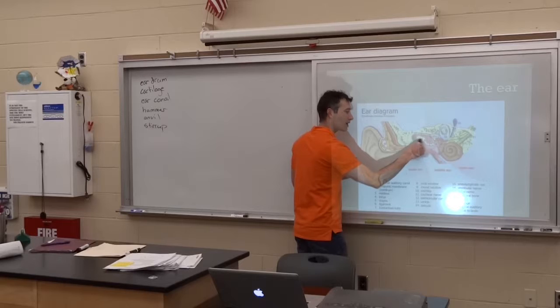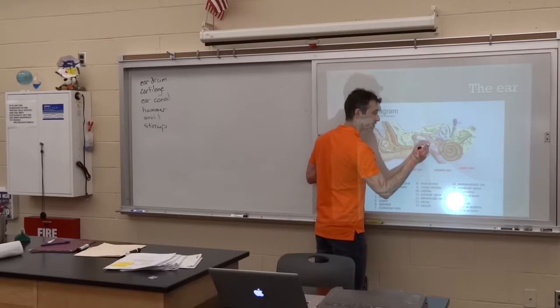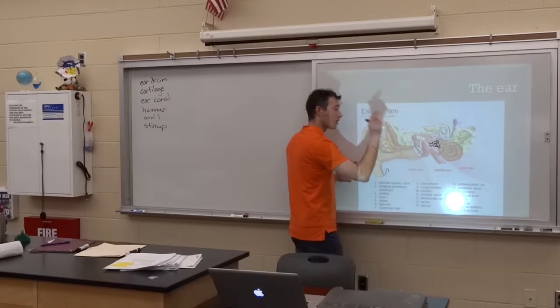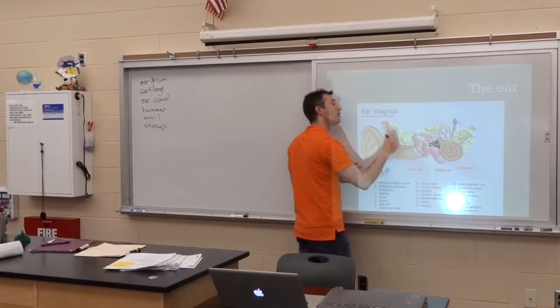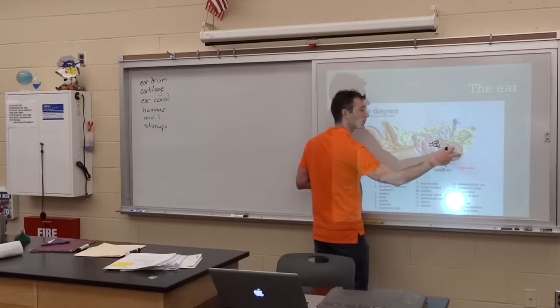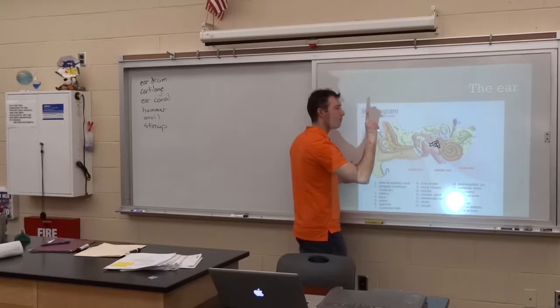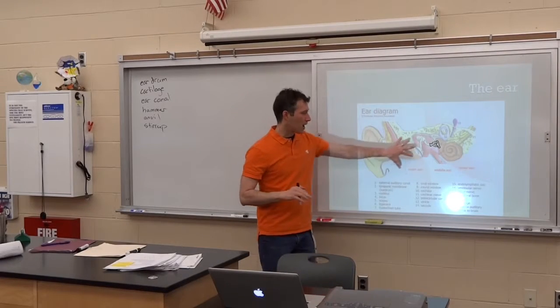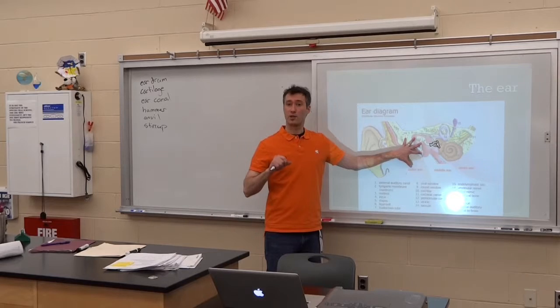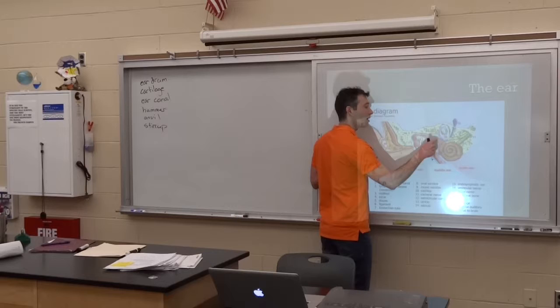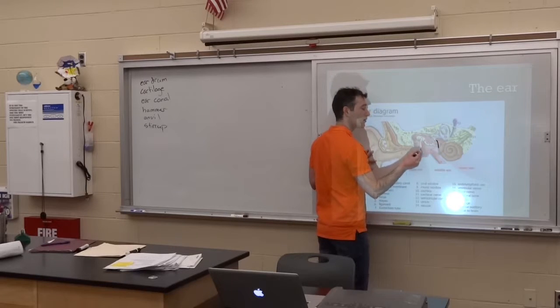So anyway, the malleus bangs on the incus, and then the incus is connected to this final bone, which I think Ben called the stirrup, but the technical name for that is the stapes. So these three bones take the vibrations from the eardrum and deliver them to the inner ear. Their geometry amplifies those vibrations tremendously. We have way higher amplitude vibrations by the time we get to the end of those three bones than we had at the beginning.